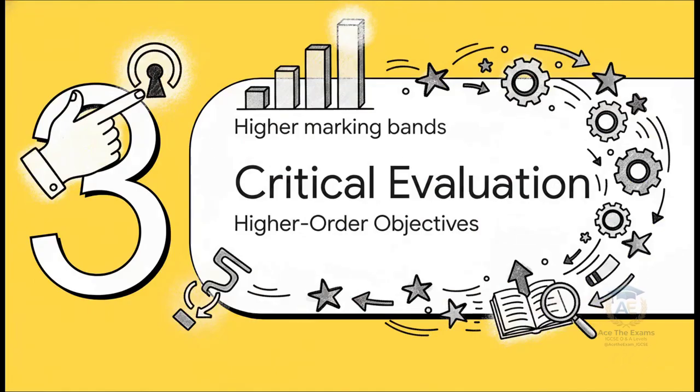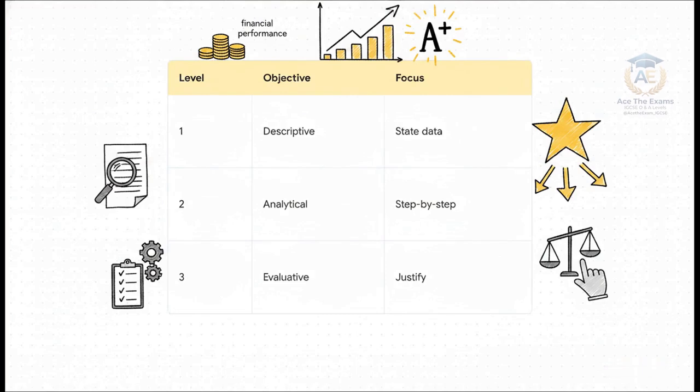Moving straight into Section 3, Critical Evaluation. This is where we unlock the highest marking bands. Welcome to the interactive portion of our workshop. Let's look at the hierarchy of assessment objectives, or AOs. Higher order assessment demands that you push past mere description.